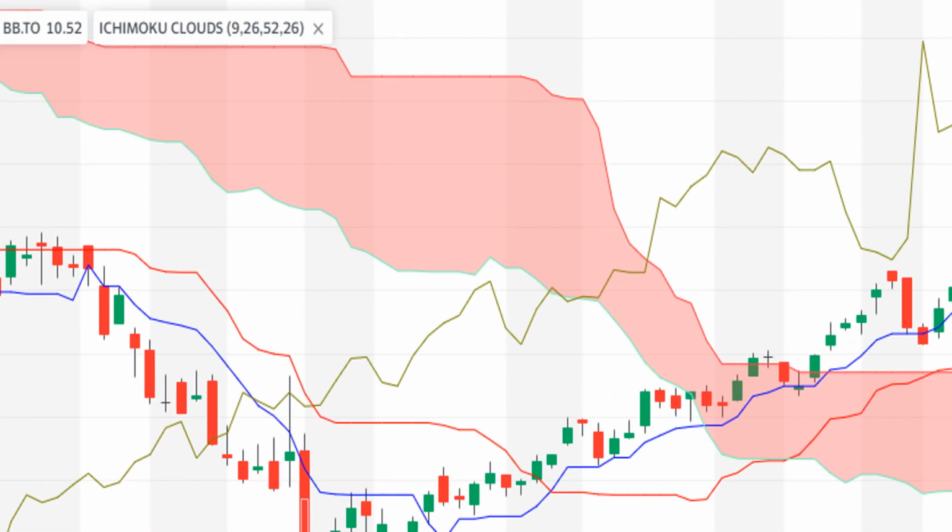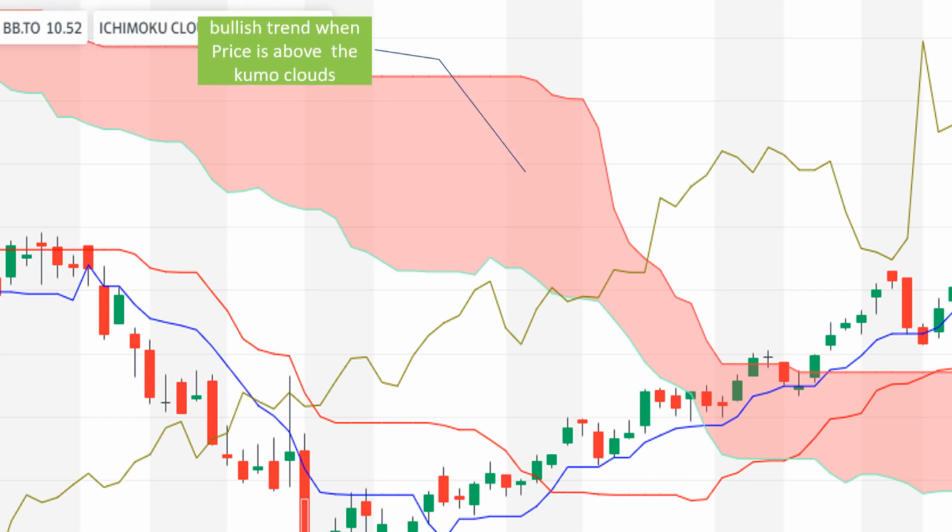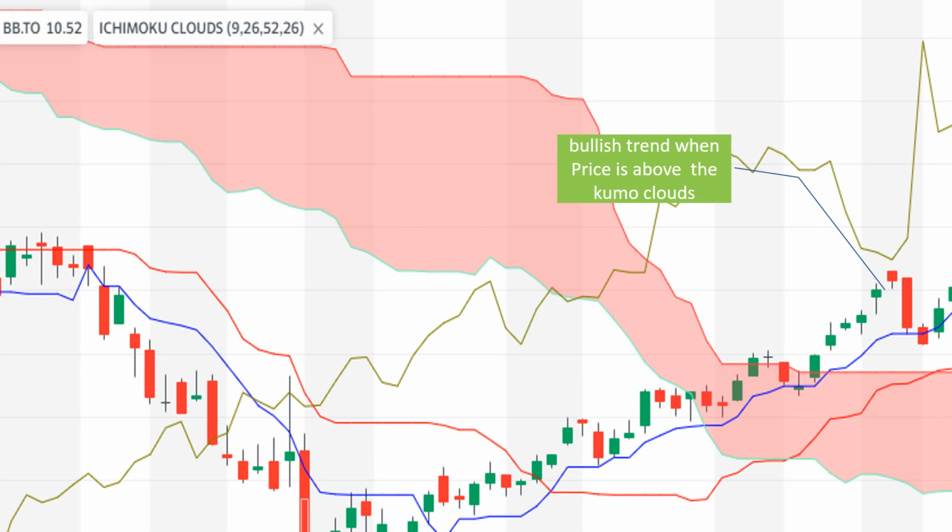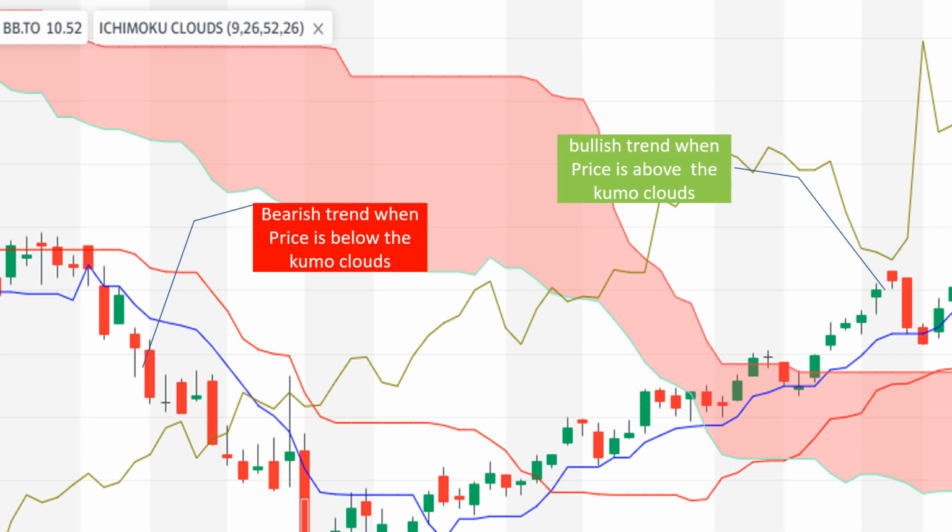And finally, the Kumo cloud. When price is above the Kumo cloud, we have a bullish trend. And when the price is below the Kumo cloud, we have a bearish trend. The longer the price stays above the Kumo cloud, the more established the trend is, and if this situation continues for quite some time, traders should prepare to exit against the trend, because the price cannot continue upward forever.